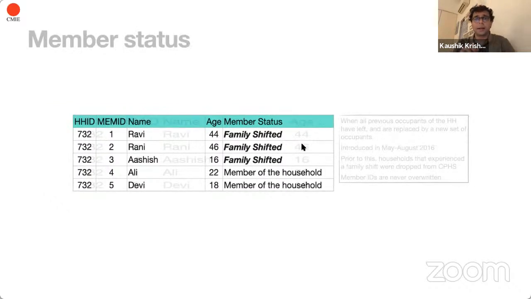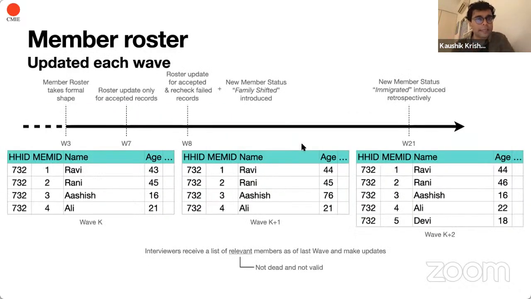Okay, so I've added a little bit more context now to the same chart that we saw earlier. Two new things have happened. One is this family shift notion was introduced, and that was introduced in wave 8, the same time as when we slightly relaxed our rules for member roster updation. And then the immigrated status was introduced in wave 21. We'll be talking in more detail, like I said, about a lot of this in future documentation and future seminars. This talk is to lay the groundwork for all of that future work.